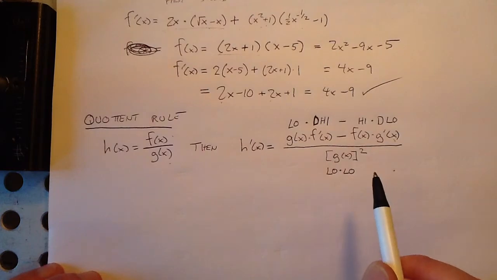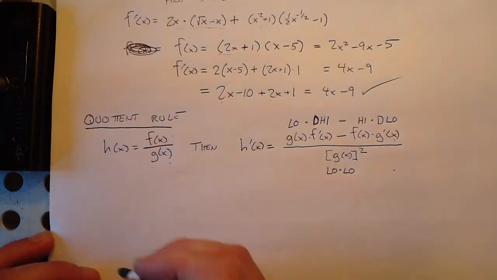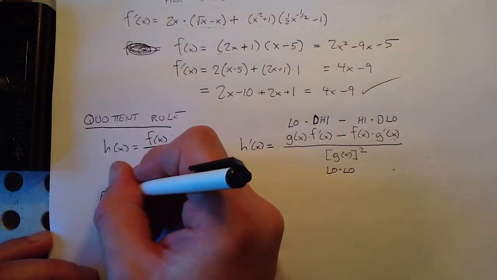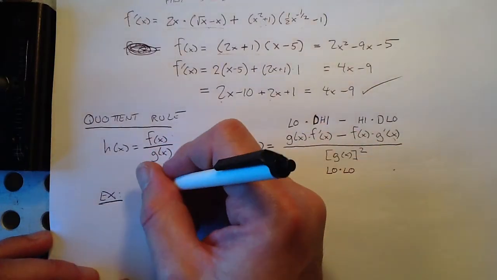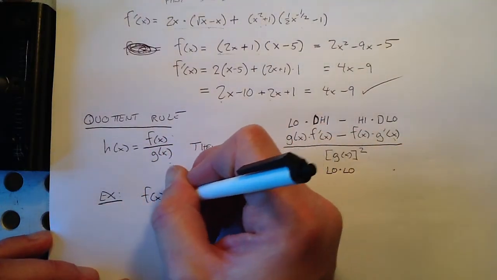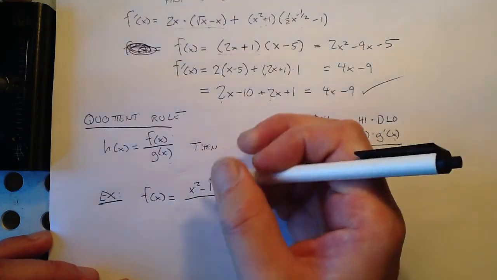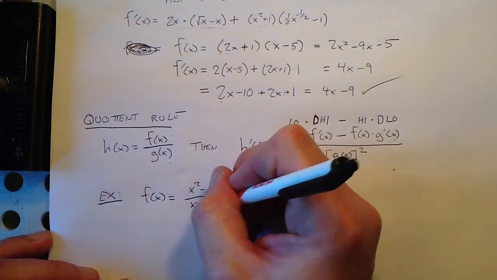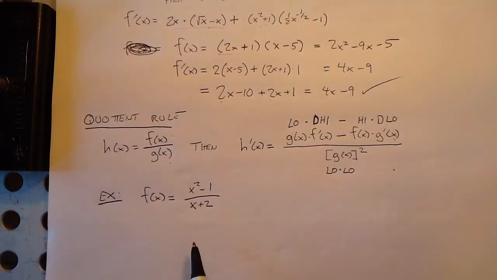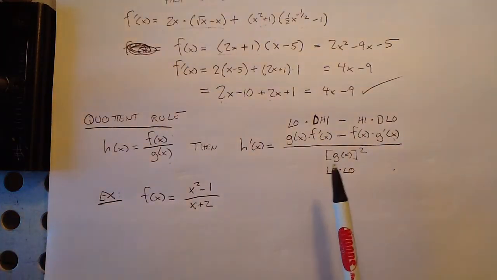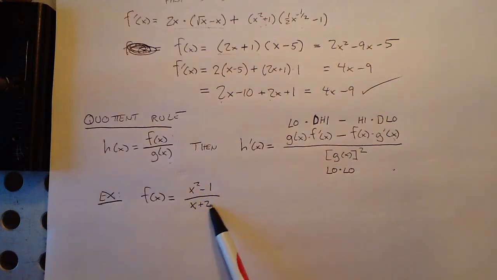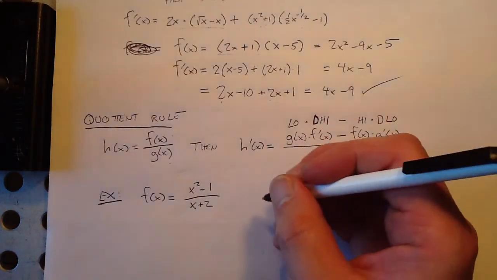Okay, so how do you use this one? So let's do some examples. So let's say we've got a function here. F of x is equal to x squared minus 1 over x plus 2. Now here, we're in a different situation. I think we really need this rule this time, right? Because I can't FOIL this out, right? And it doesn't factor and simplify, so I think I really do need some kind of rule. So let's see how it will work.